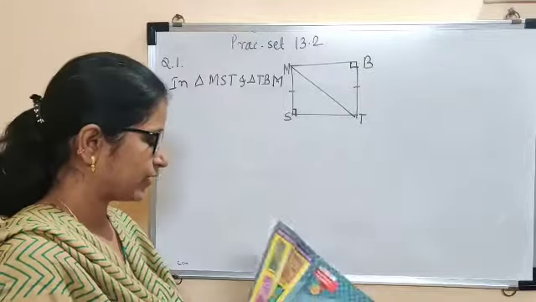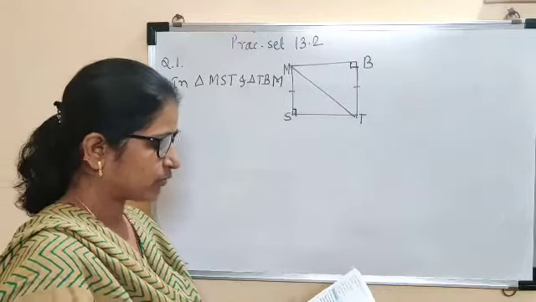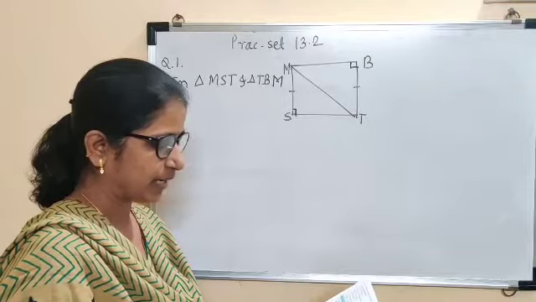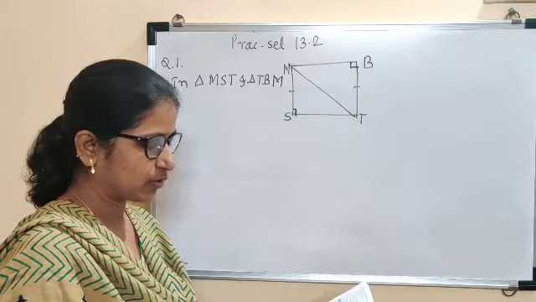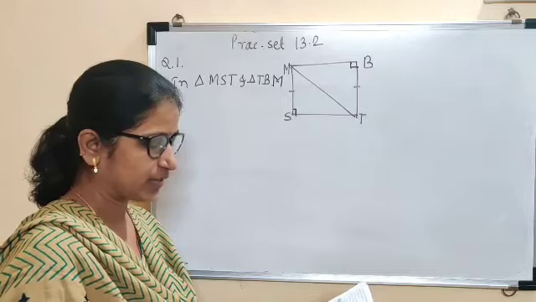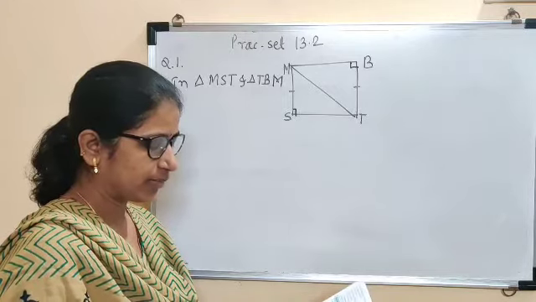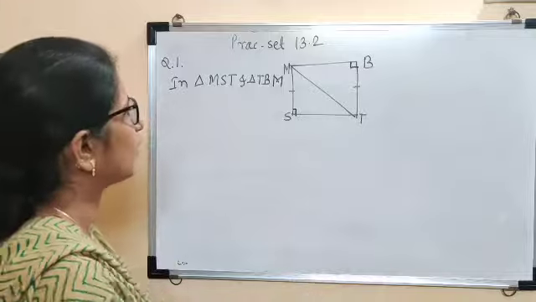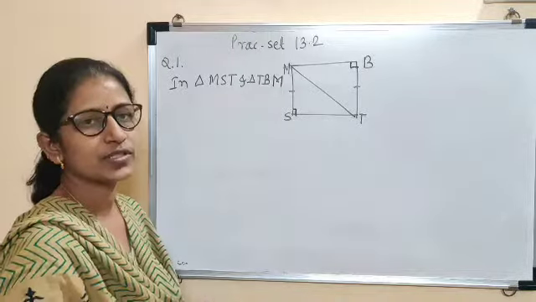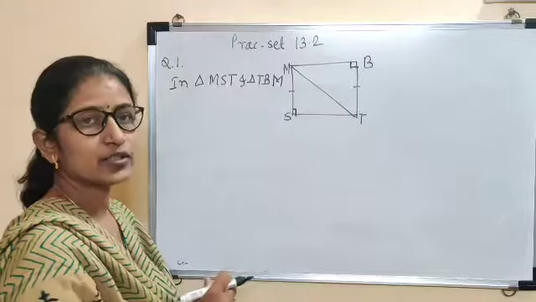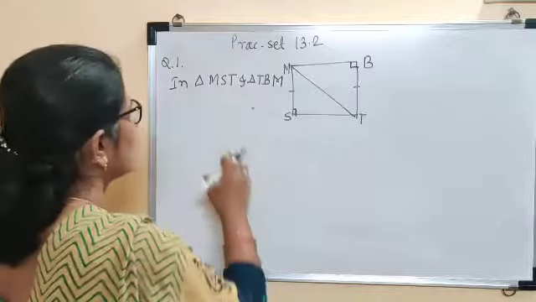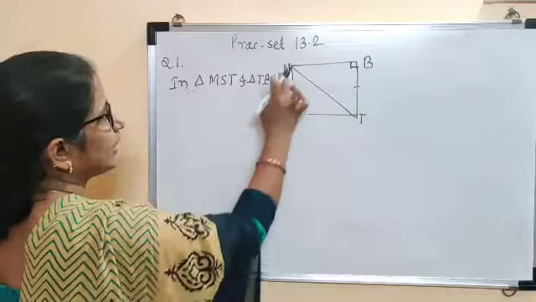In this practice set 13.2, in each pair of triangles given below, parts shown by identical marks are congruent. State the test and the one-to-one correspondence by vertices for which triangles in each pair are congruent, and the remaining congruent parts. Now let's see your first diagram. In this figure they have asked by which test these two triangles are congruent. So which two triangles are there?